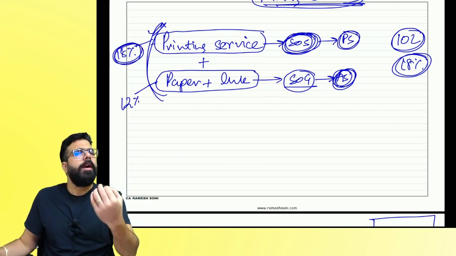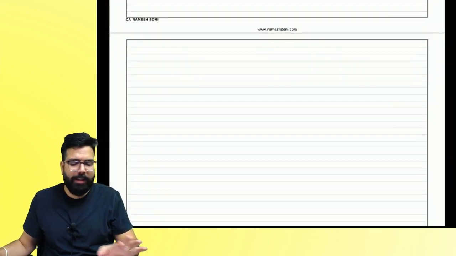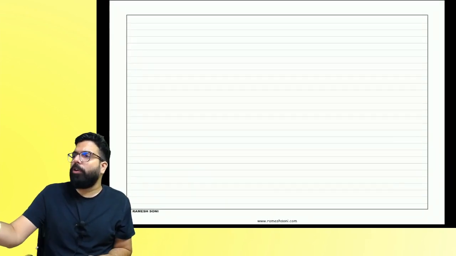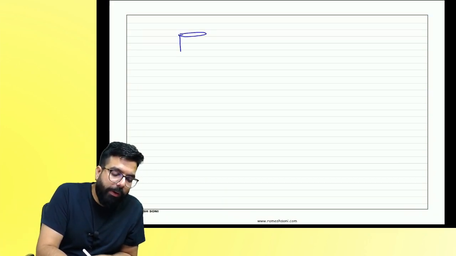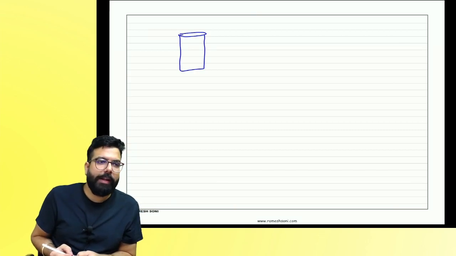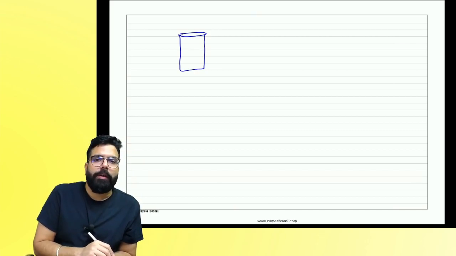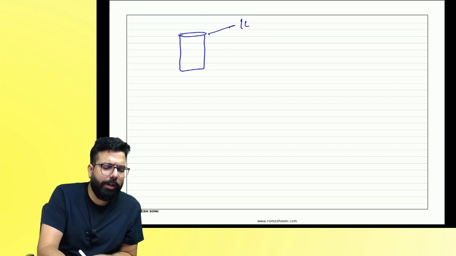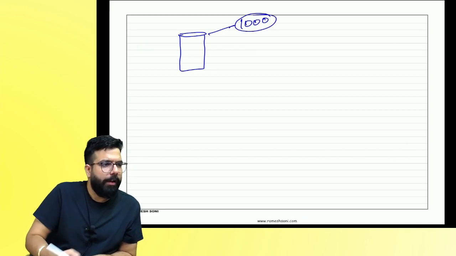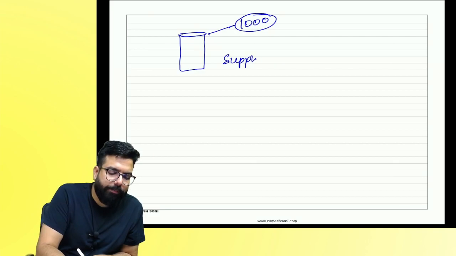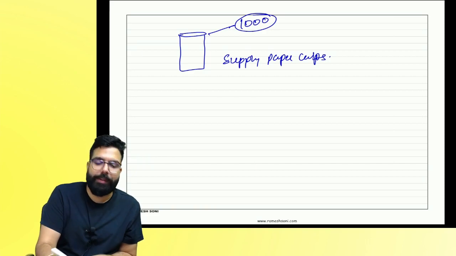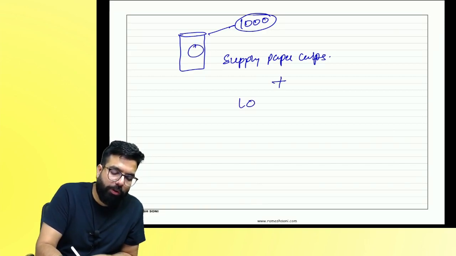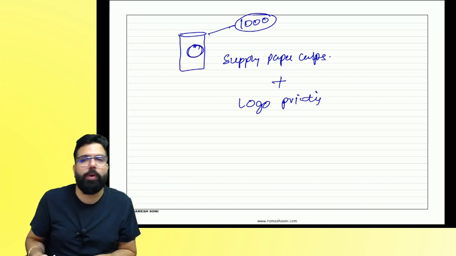Can I go ahead, everyone? I'll tell you one more example. Now listen. I told Priyanka, for our office we wanted cups like this. Paper cups. We want 1000 paper cups for our office. So you supply me what, everyone? Paper cups. She was about to send it. I told her, do one thing: plus, you print our logo also on the paper cup and then give it to us.